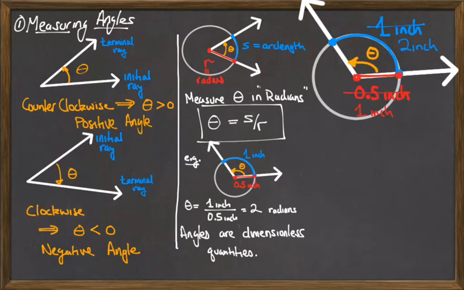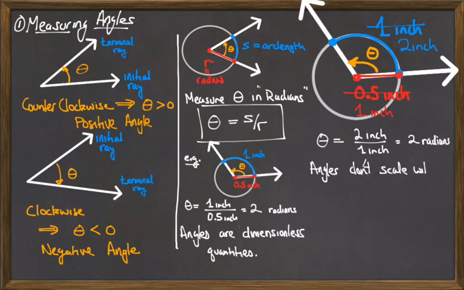So when I go to measure my angle now with a bigger circle, I get 2 inches over 1 inch, the units cancel out, and I get 2 over 1. I get the same value. And that makes sense. The size of the angle itself in either picture is the same. The lengths have doubled, but the angle has not doubled. And this is what we mean when we say an angle is dimensionless. Angles don't scale with changes in lengths.